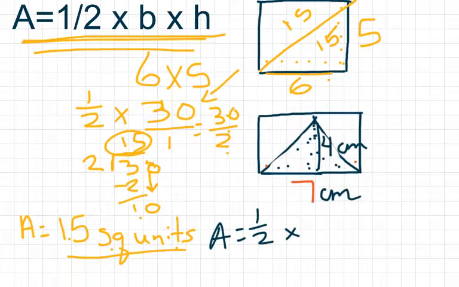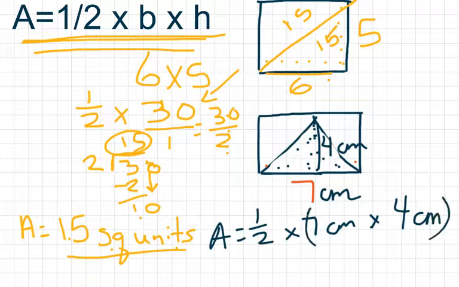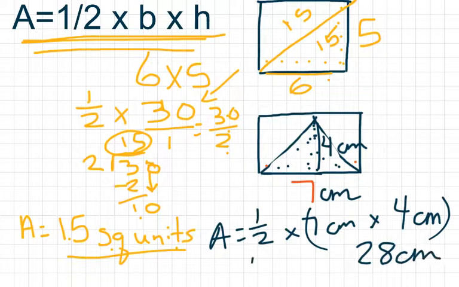And then 7 centimeters times 4 centimeters. And I'm going to do that first, right? I'm going to do the 4 times 7. What do you get? Well, you're going to get 28 centimeters. I have to then divide by 2, right? Pretty much that's what I'm going to have to do.